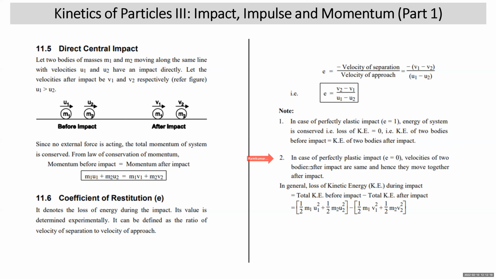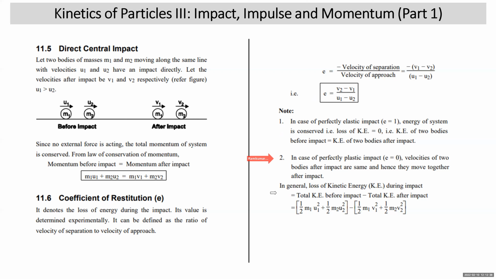Second, in case of perfectly plastic impact, E is 0. If E is 0, you substitute E is 0 into the formula. So that means V2 minus V1 is 0. That means V2 is equal to V1. That means the two bodies are merged together. If the impact is perfectly plastic, two bodies are merged together after impact and they move together with a common velocity.